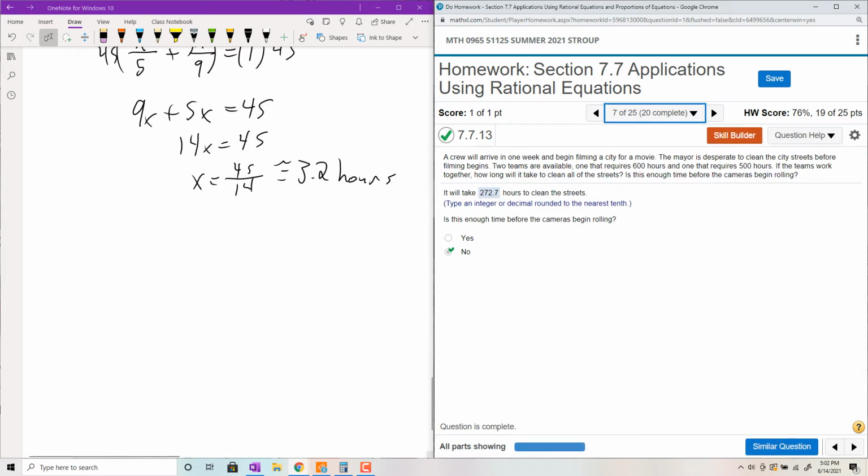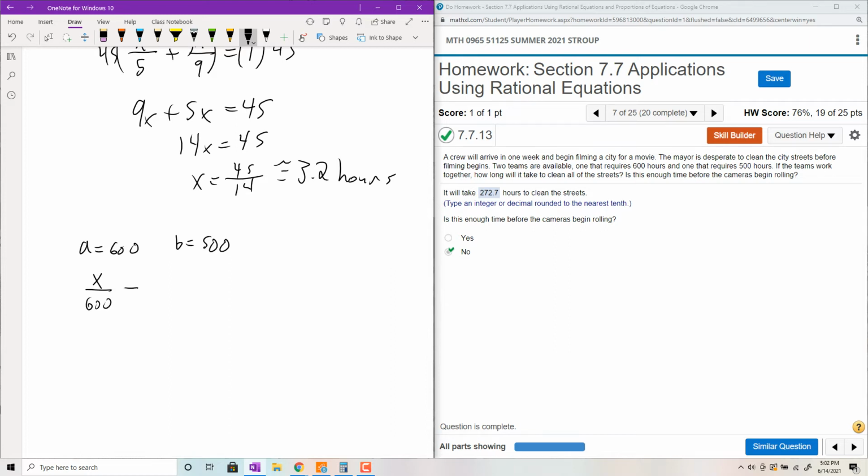Okay, a crew will arrive in 1 week and begin filming a city for a movie. The mayor is desperate to clean the city streets before the filming begins. 2 teams are available, one that requires 600 hours and one that requires 500 hours. So your A this time would be 600, your B this time would be 500. And they ask how long it will take for the teams working together to clean the streets. So you just go x over 600 plus x over 500 equals 1, and then multiply by the LCD.